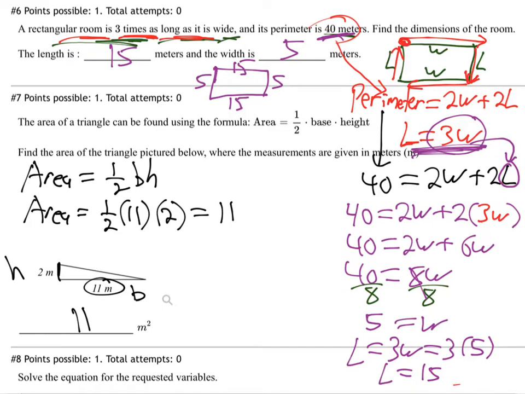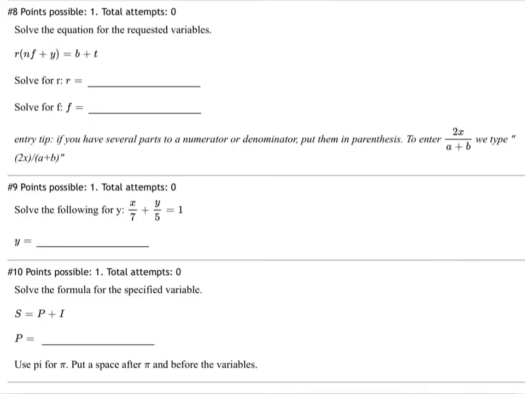All right. Good there. Multi-letter equations. So this can be a little tricky. Okay, so let's see. What do we got here? R. Let's bring this up here. R times NF plus Y equals B plus T.